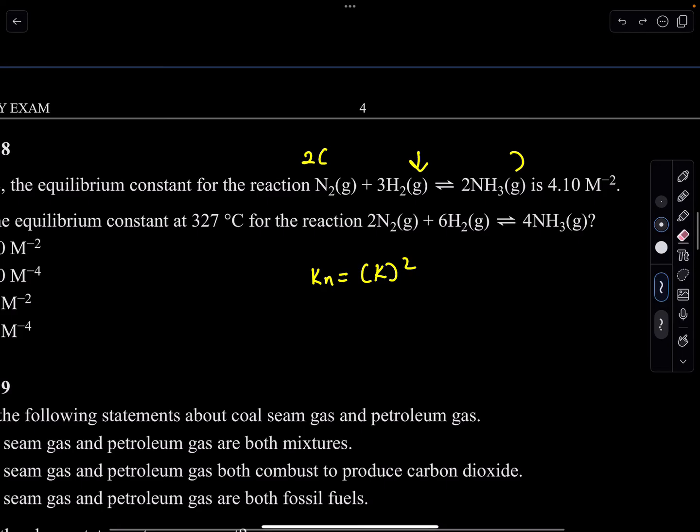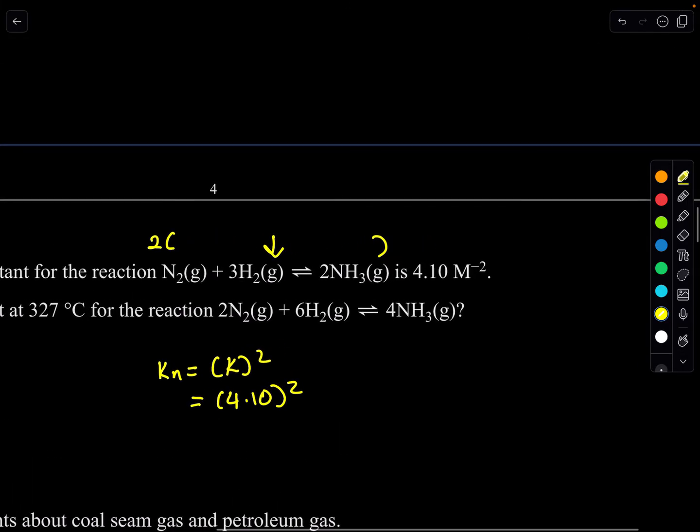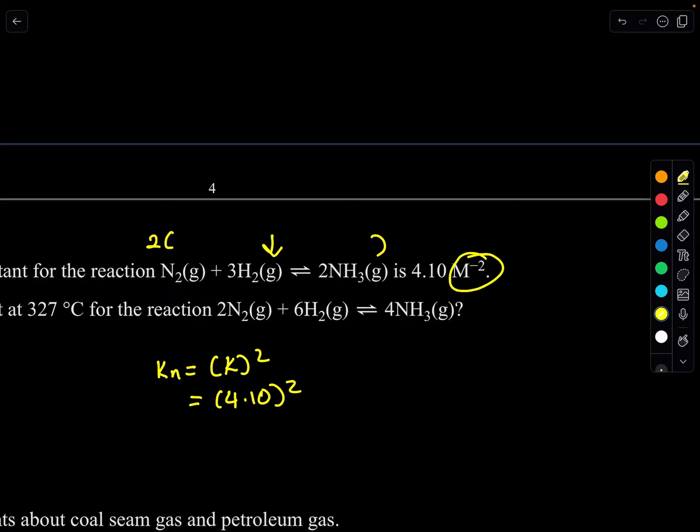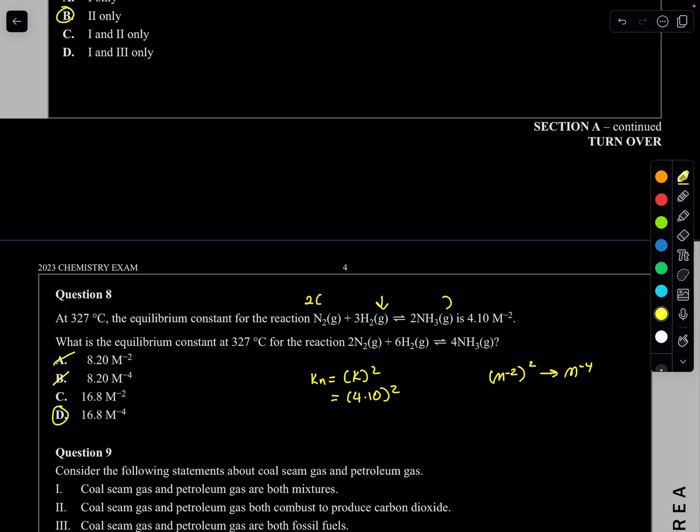So if K is 4.1 initially and you square that, that's going to give you what? 16.8? Yep, so it's not these two, of course. Now, how do you know the unit? If we're squaring the K value, we're also squaring the unit. So this is the original unit. If you're squaring it, it's going to become M to the negative 4. So choose D as your answer.